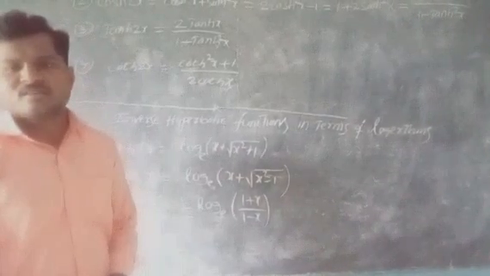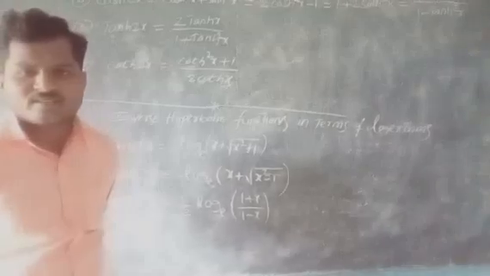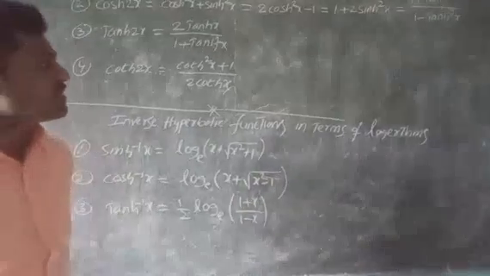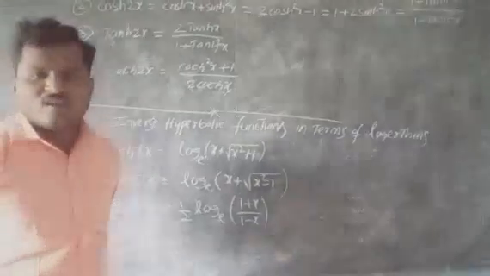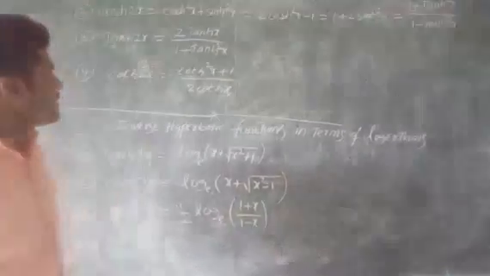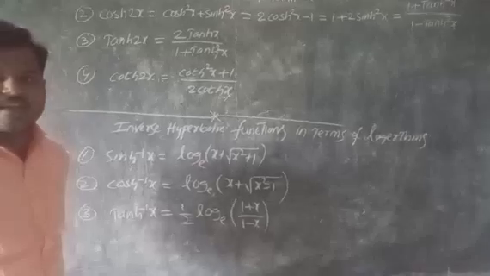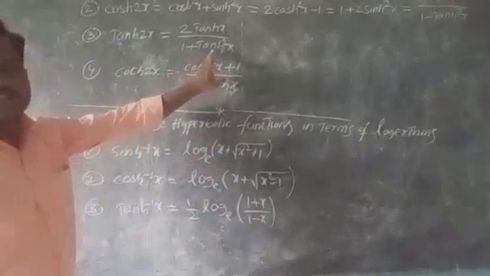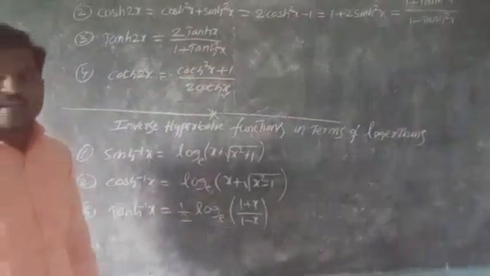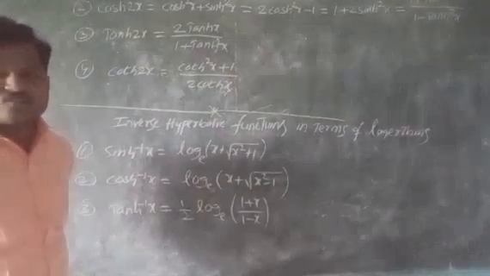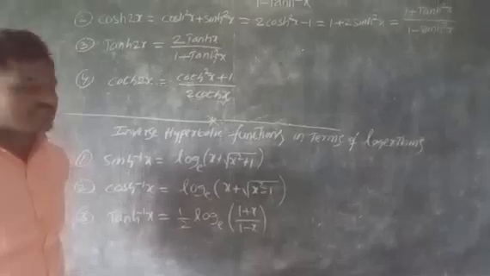Next, third one is 1 plus 2 sinh square x, and the formula in terms of tanh is (1 plus tanh square x) by (1 minus tanh square x). And tanh 2x is 2 tanh x by (1 plus tanh square x), and coth 2x is (coth square x plus 1) by 2 coth x.